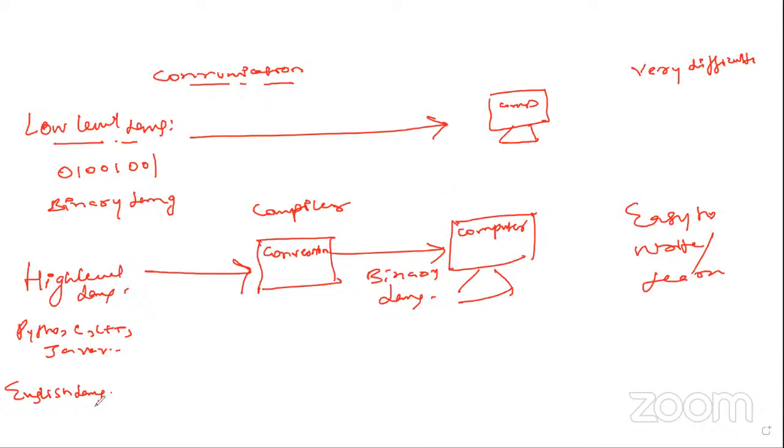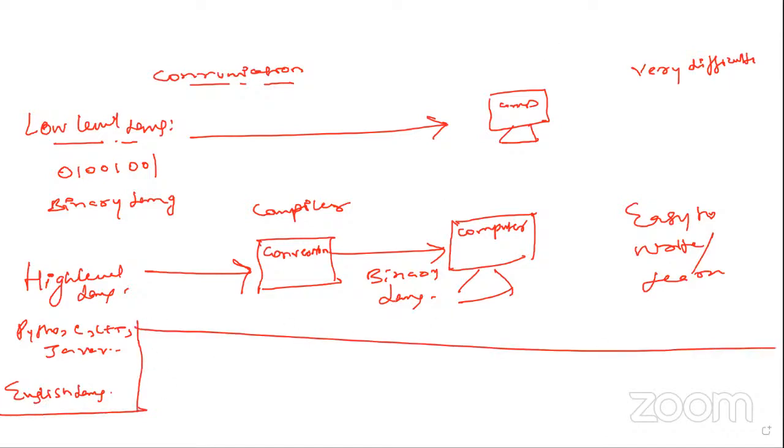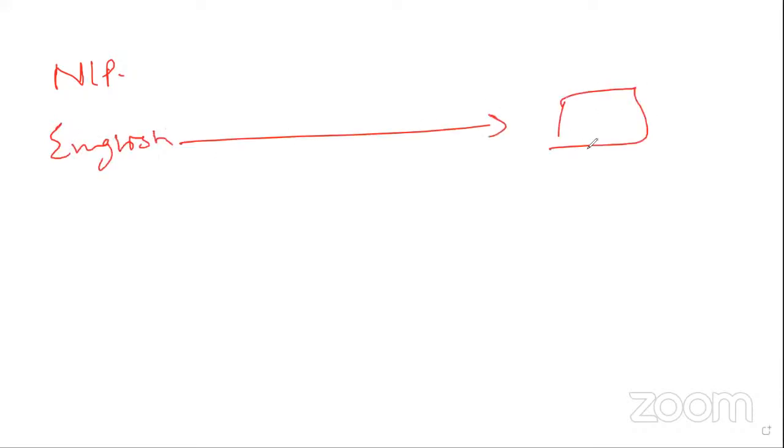So now I will have the NLP case. I will make one line here. In the NLP case, I want to communicate with the computer in the English language directly, just like I'm communicating with a human. We can take examples of NLP: the first example is Siri, the second is Alexa, and the third is Google Home.